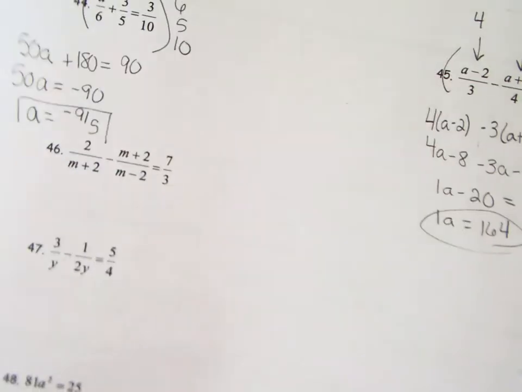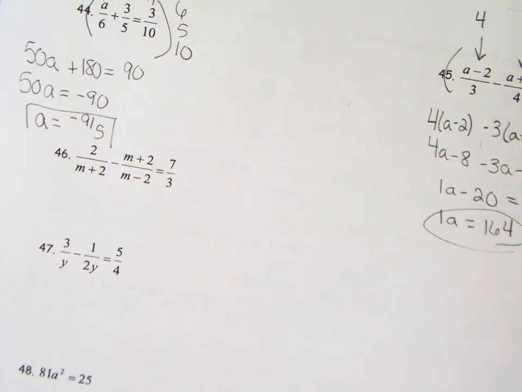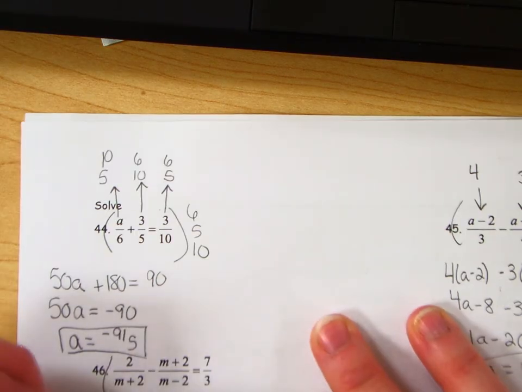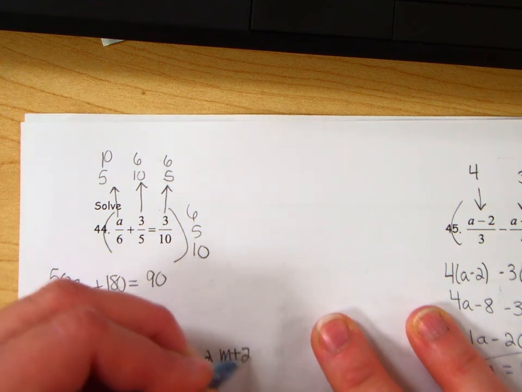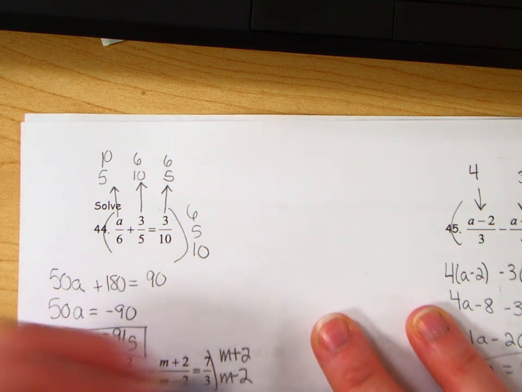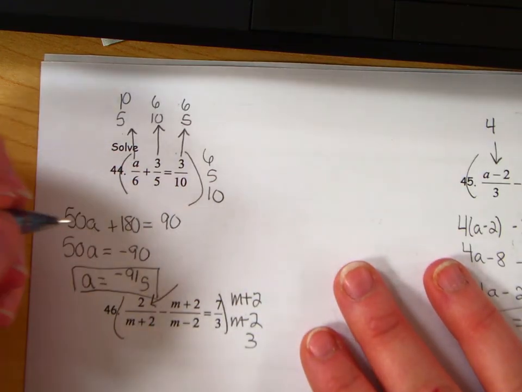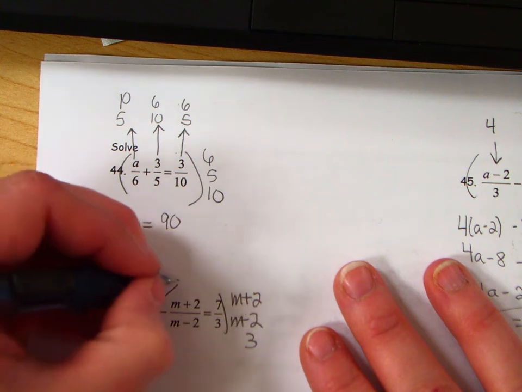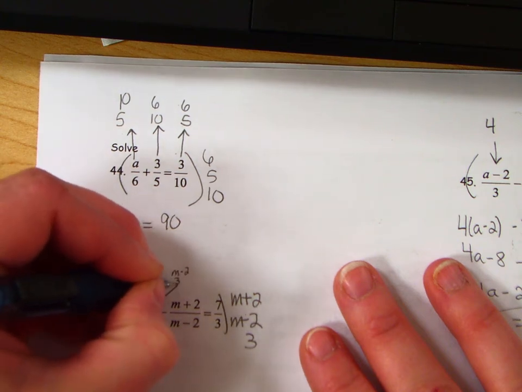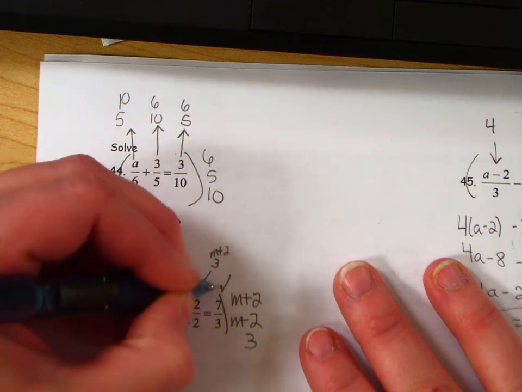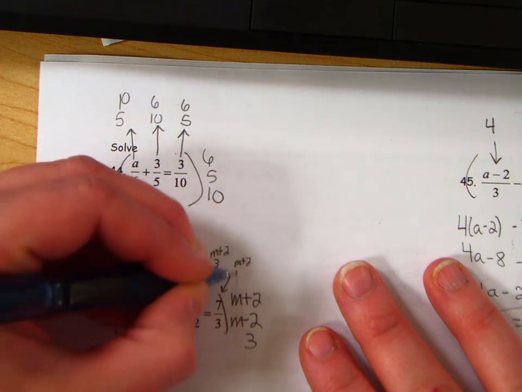That is correct. All right, before I start number 46, I feel like I just need to apologize for number 46 because it's a lot of fun if you like math. Okay, common denominators m plus 2, m minus 2, and 3. This needs an m minus 2 and a 3. This needs an m plus 2 and a 3. And this needs an m plus 2 and an m minus 2.